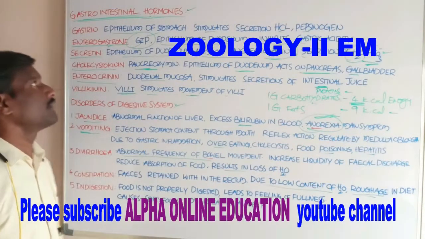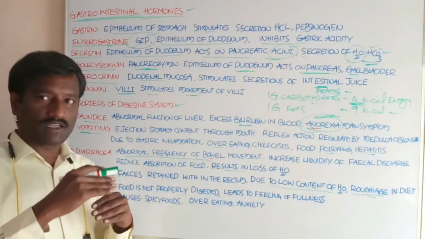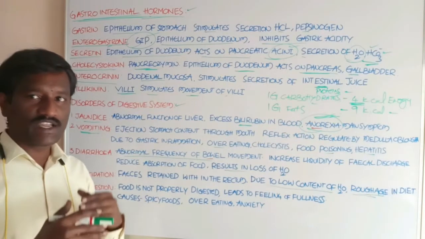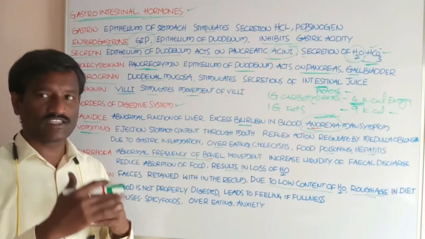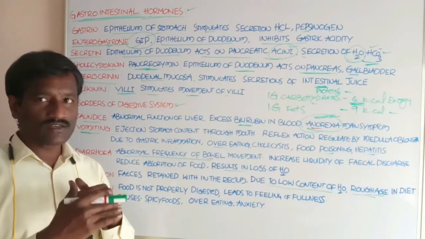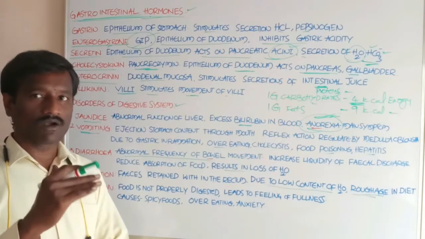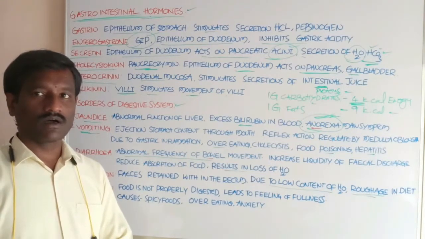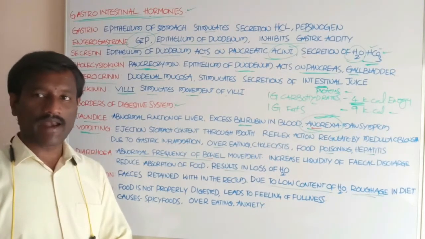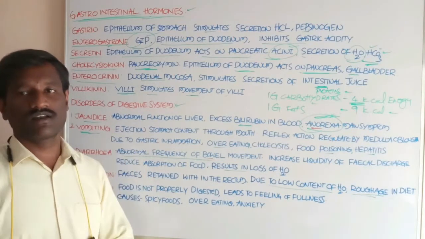Okay, students, now let's discuss gastrointestinal hormones. These are hormones released in small amounts to increase the activity of digestion, regulate the digestion of the food particles, and regulate the secretions of the digestive juices. These are called local hormones, because they are secreted from one region and also act and regulate functions at the same region.